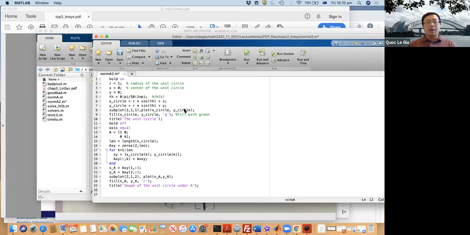And now I define the matrix A. So the matrix A is 1, 0, and 0, 4, right? Then for every point on the unit circle, which is a column vector, I take the matrix A and multiply it with that point. So I make a map into the image, and then I plot the image. So now I run it.